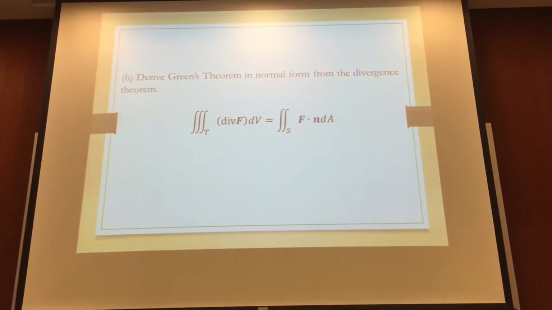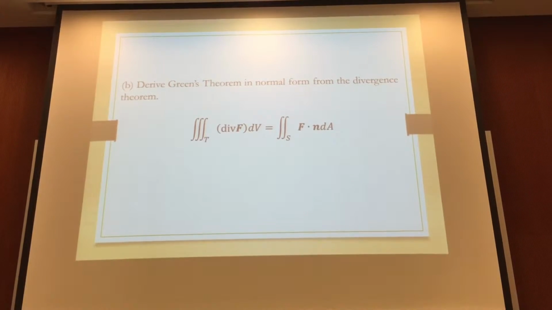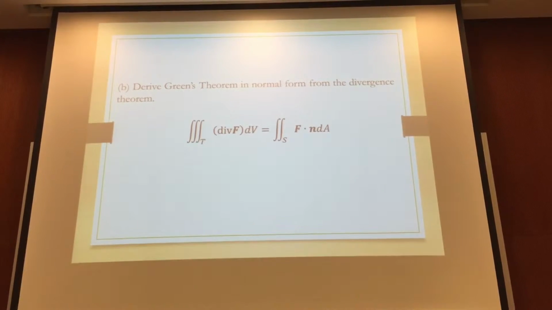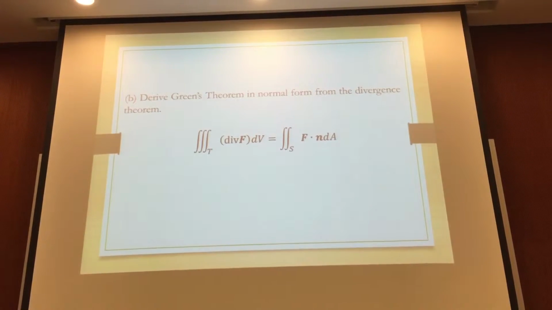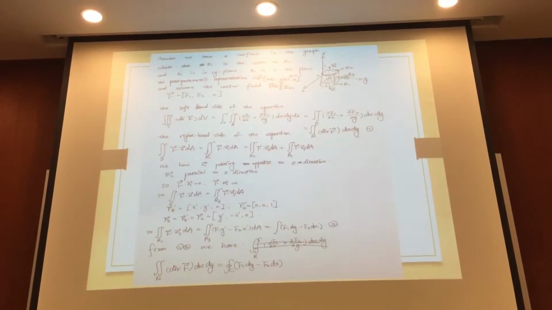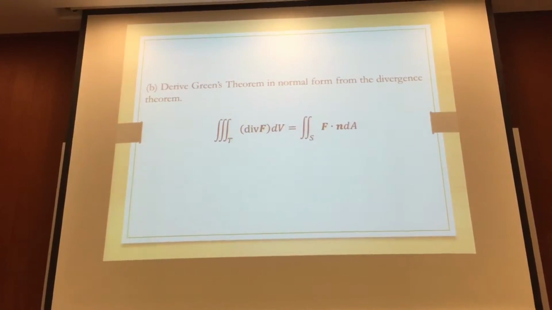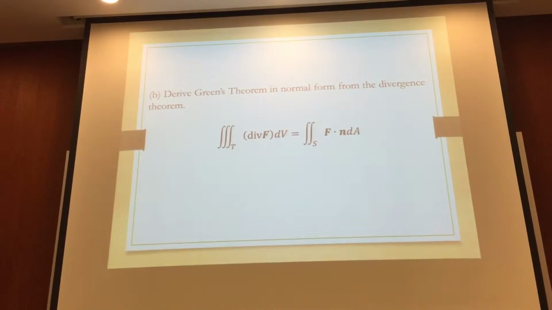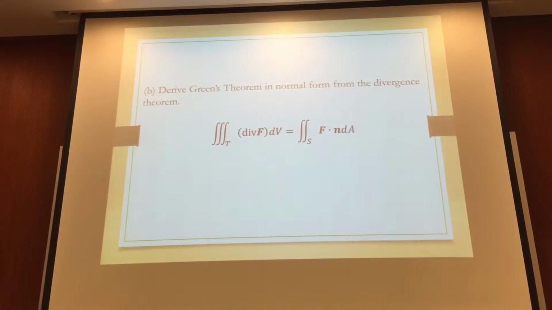Then part B of the question is derive Green's theorem in normal form from the divergence theorem. Here is the equation of the divergence theorem. We know the divergence theorem is for 3-dimensional and Green's theorem is for 2-dimensional. So we may assume the vector field F has k component equal to 0, and only the i component and j component are F1 and F2.